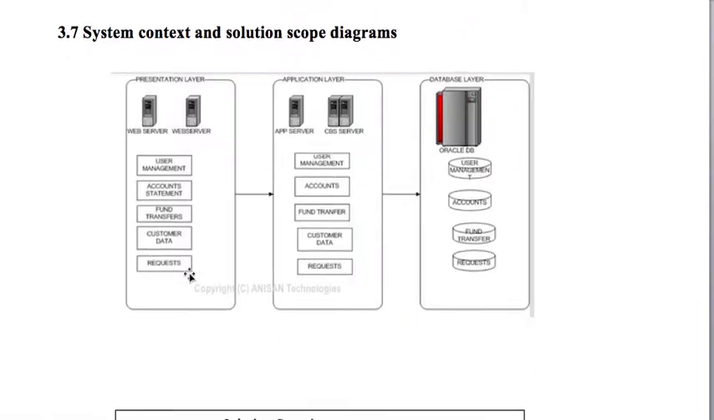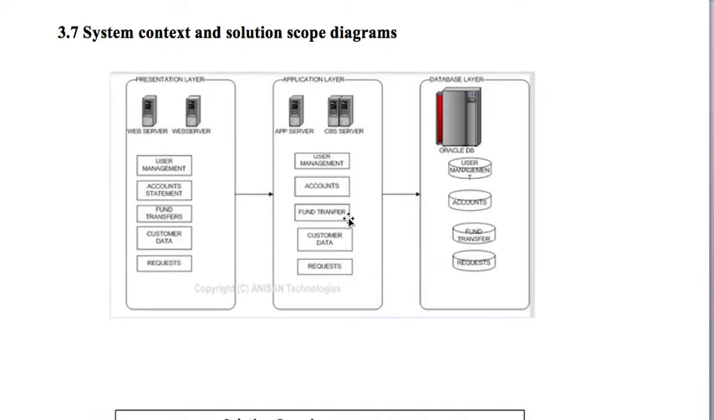Here is a context diagram you can create this way, a scope diagram. If you see here, the presentation layer, application layer, database layer. In terms of the online banking solution, we have mentioned user management, that is password, login, session, all that. The statements, fund transfer, customer data request. These are basically the services offered, and the users can see them on the website.